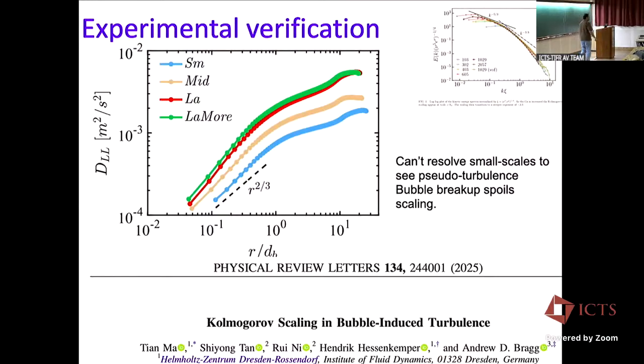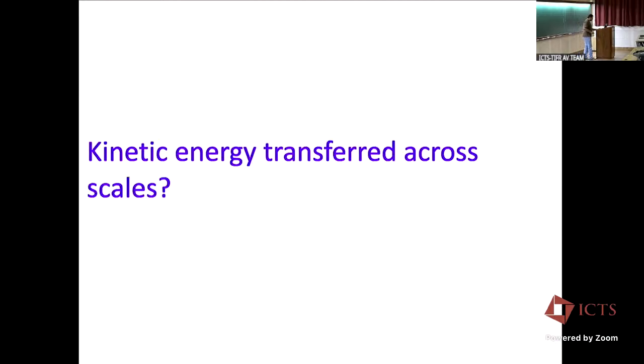Now that's very nice. And it looks like it's a good time for us to stop, at least for me, and look at some other problems. But then I start to ask the following question. How is kinetic energy in this system transferred across different scales, right?